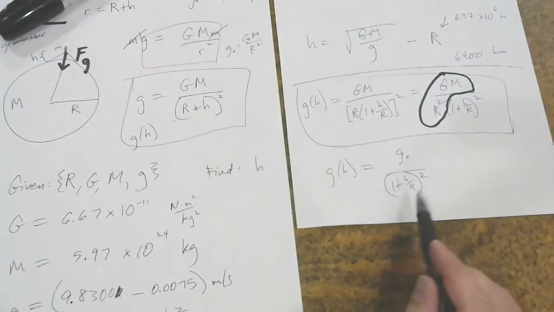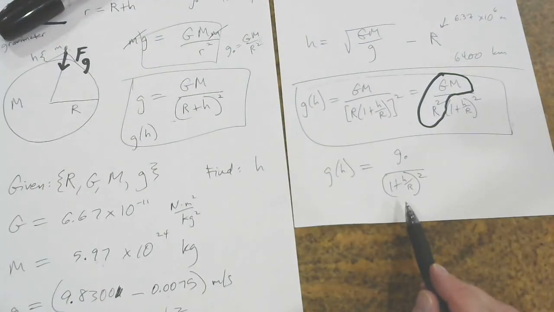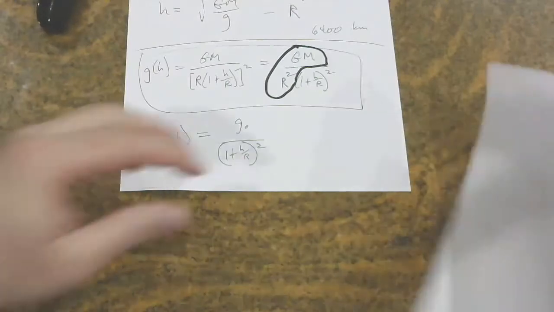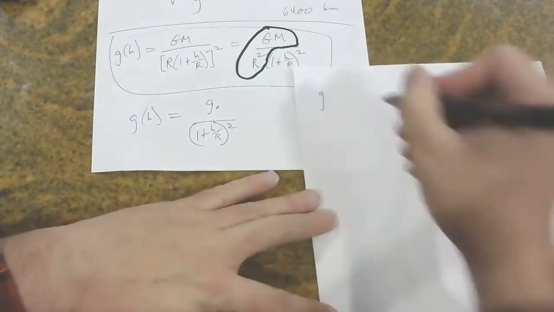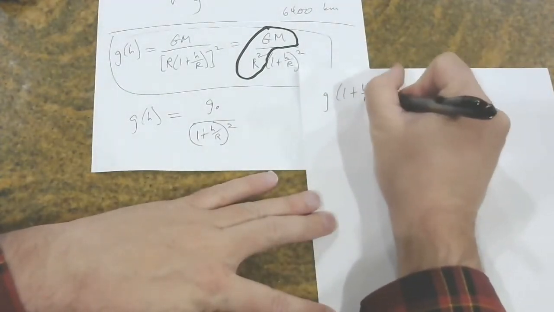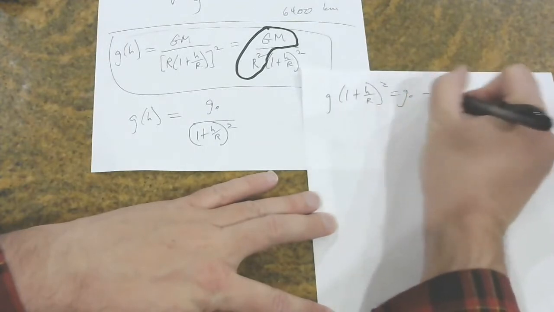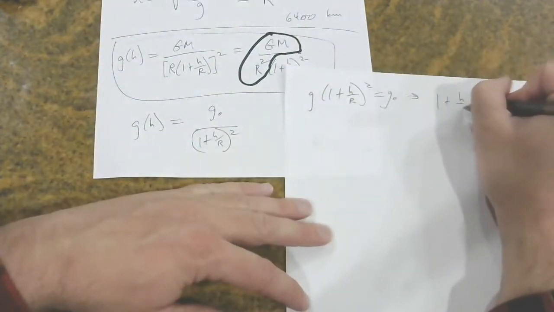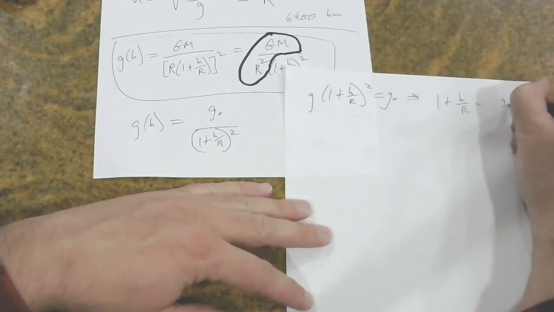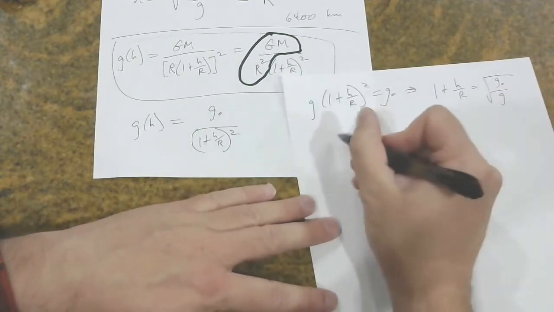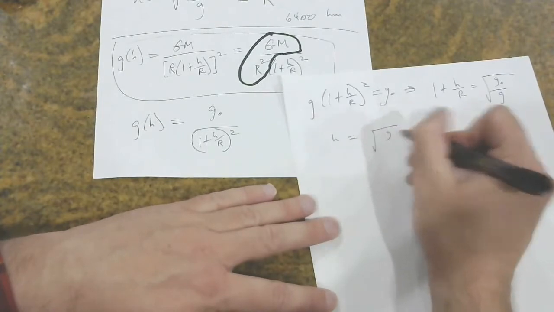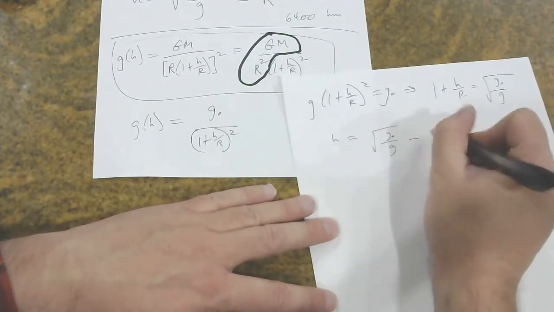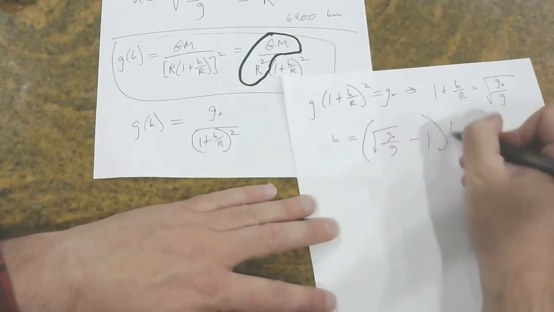And now let's solve this for h. I'm really sorry about the coughing here. So I'll just call this g now instead of g of h. g times 1 plus h over R squared equals g naught. So in other words, 1 plus h over R would be g naught over g square rooted. I think I'm doing this right. And that means h would be the square root of g naught over g, all of that minus 1, times R.